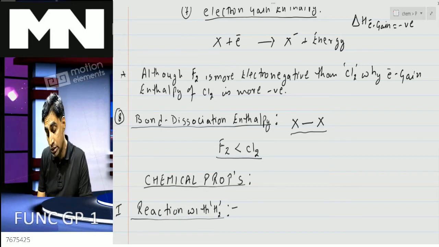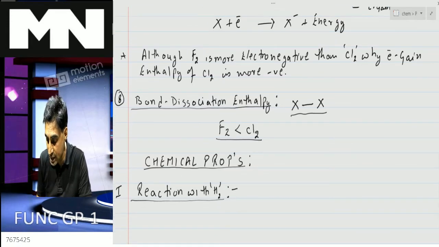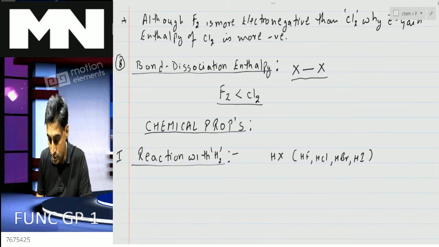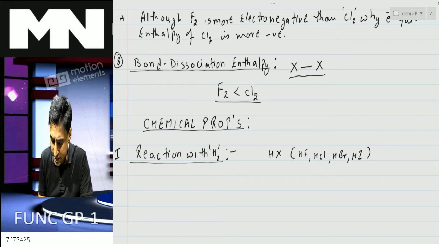Well, all 17th group elements have a tendency of reacting with hydrogen and forming HX type compounds, like HF, HCl, HBr, or HI. All of them react with hydrogen to form HX type compounds. Now we'll see the properties of these compounds. First we'll see their boiling point.